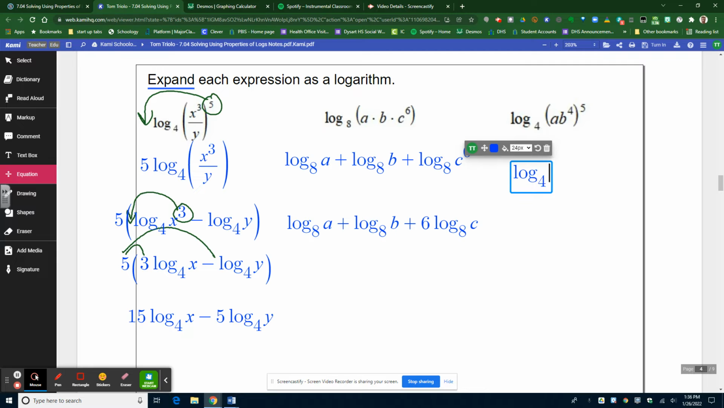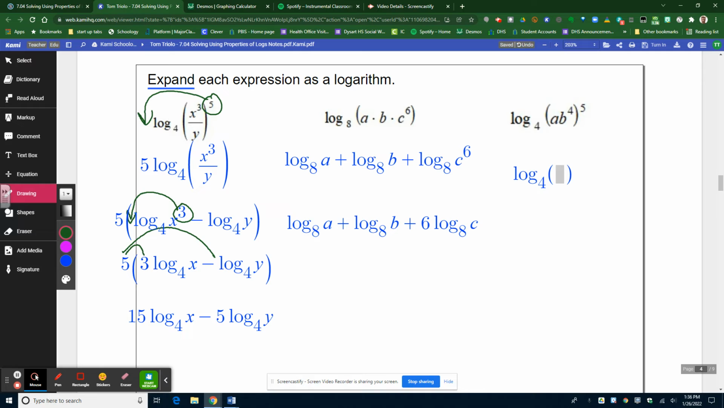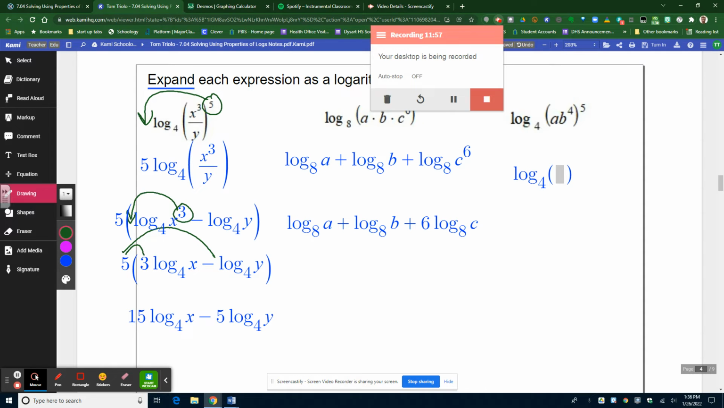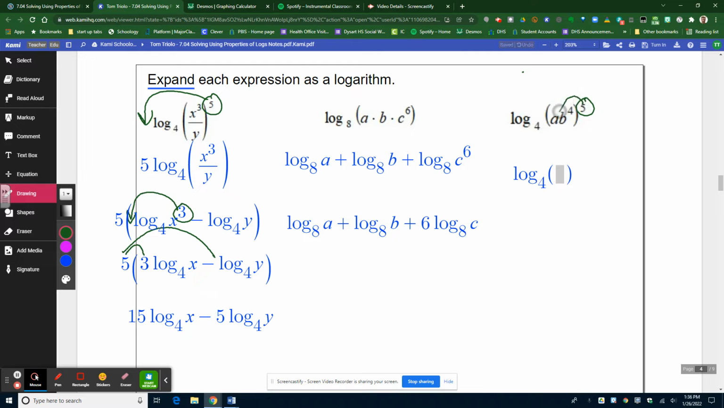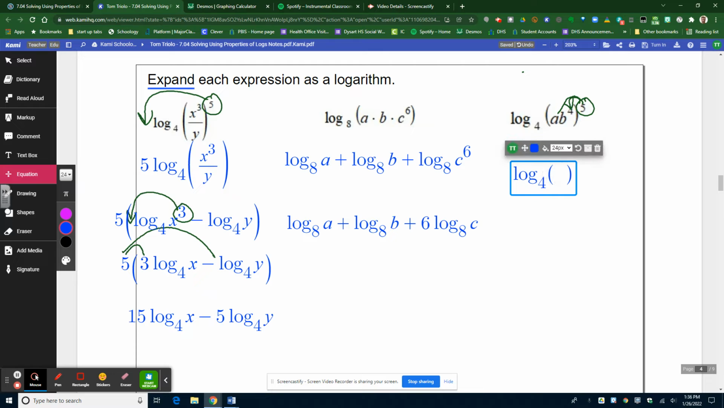Log base 4. Okay, ready? Instead of moving the 5 first, we're going to use the power rule for exponents. So take that 5 and distribute it. Take the 5 and distribute it to the A and to the B to the 4th power. So that means this is A to the 5th power. And 4 times 5 is 20. At this point, I'm going to split it up into 2 separate parts. I have 2 logarithms.